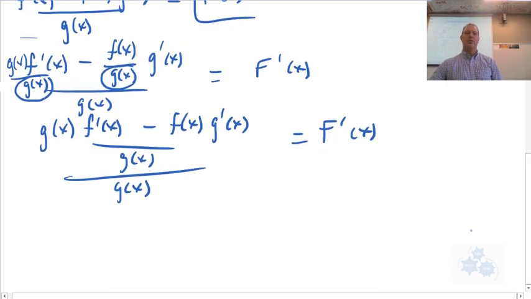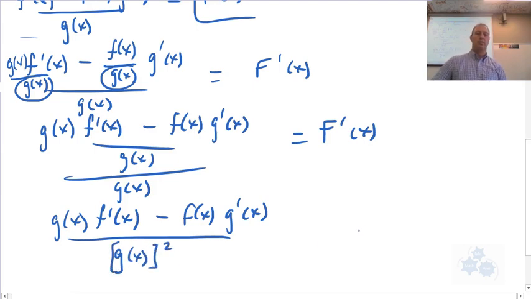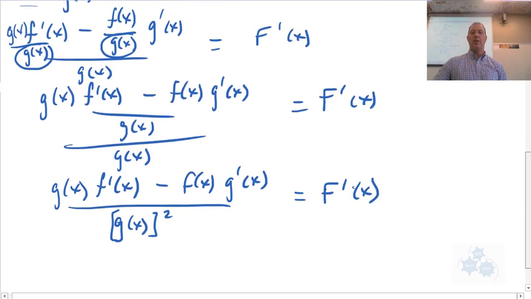And what we want to do here now is if we divide by something and then divide by something, it's like we're dividing by the product of those two things. So we end up with this, all over g of x all squared. Okay? We're pretty much done there now, but I like to do one thing.